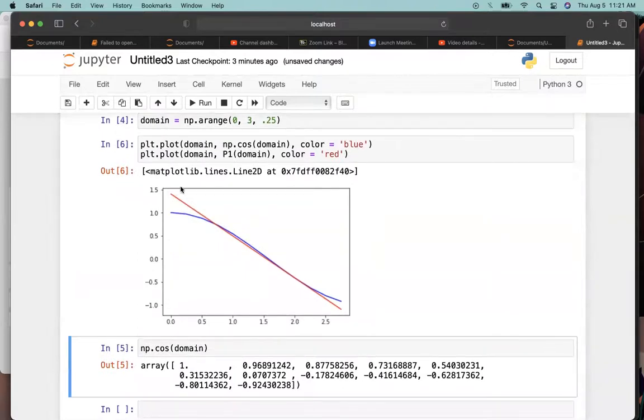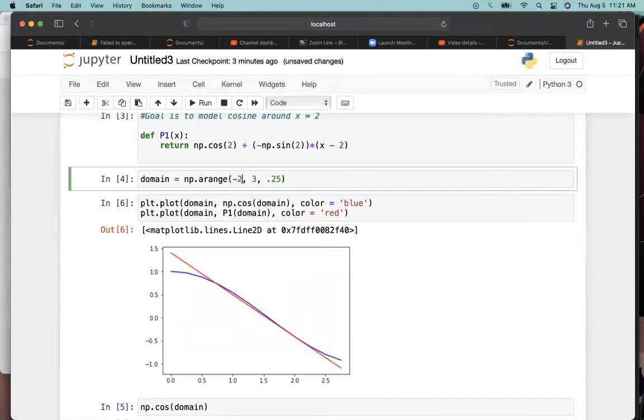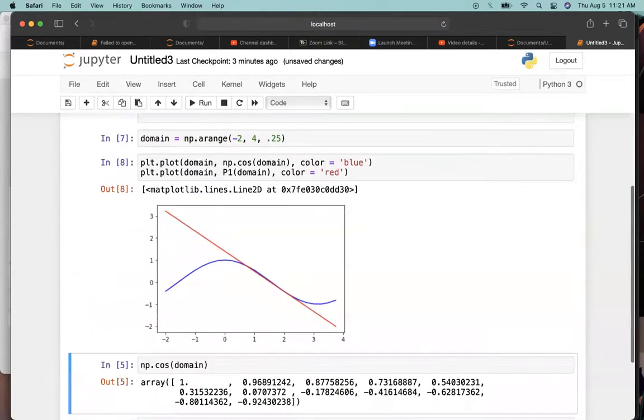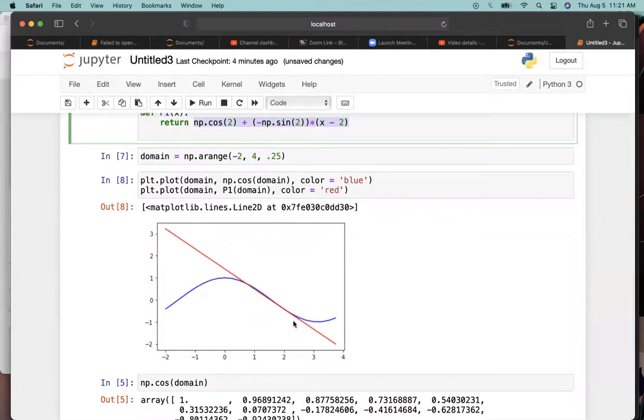So already you see that our red approximation is pretty close to the actual graph. In fact, let me make this a little bit wider so you can see. In the interval around 2, this approximation is already pretty much spot on, right? You see that?